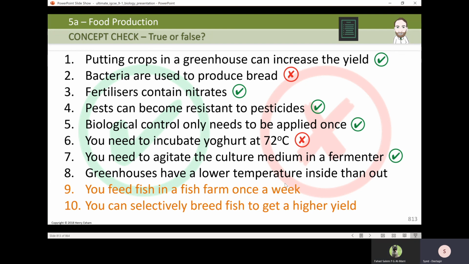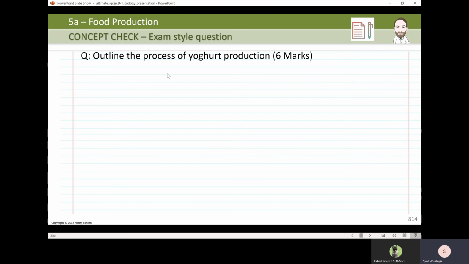Greenhouses have a lower temperature inside than out. No, I guess. Yeah, true, it needs to be warmer, especially in winter time. You feed fish in a fish farm once a week. No. Correct. You can do it for how long? 24 hours a day if you want. You can selectively breed fish to get a higher yield. Yes. Correct. Very good.